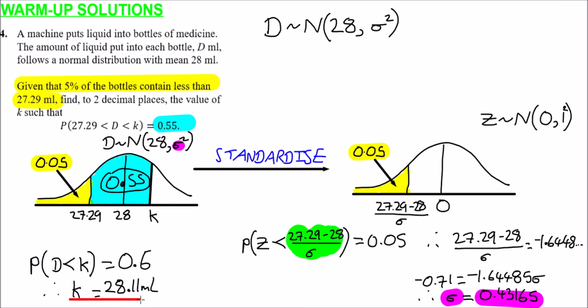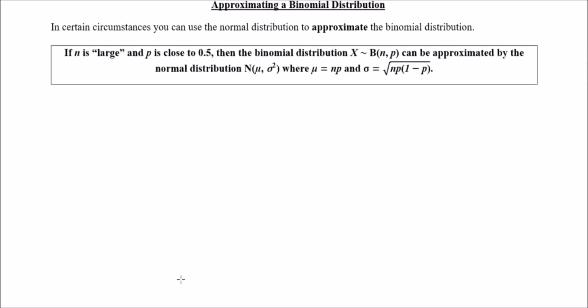So we can now have a look at the main bit of today's lesson, which is approximating a binomial distribution. In certain circumstances, we can use the normal distribution to approximate the binomial. We need two things to do this. We need, first of all, n to be large and the proportion to be close to 0.5. If those two things hold, the binomial distribution B(n, p) can be approximated by the normal distribution N(mu, sigma squared), where the mean is n times p and the standard deviation is the square root of n times p multiplied by 1 minus p.